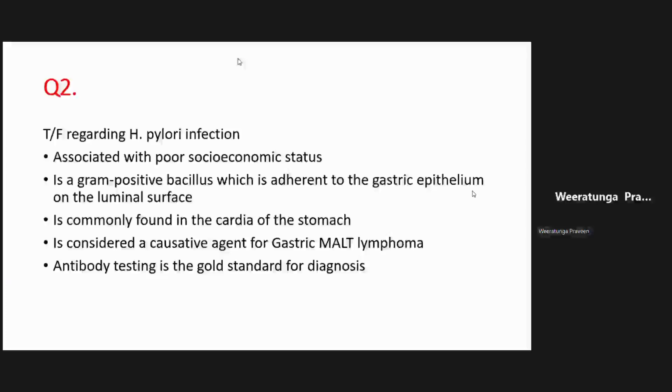Right. So how do you diagnose Helicobacter pylori infection? There are methods. You have surgery, that is, endoscopic methods.